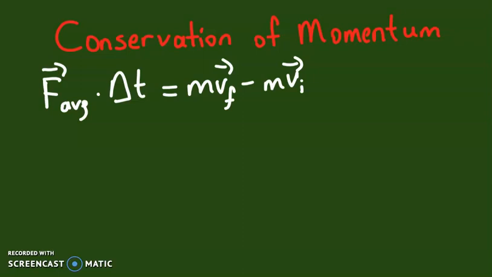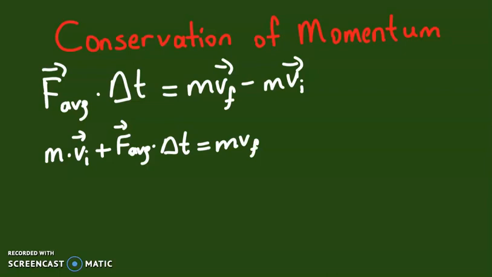I would like to rearrange the equation. So basically I would like to add positive m vi to both sides. Then I will end up here: mass times initial velocity plus average force times delta t equals mass times the final velocity.